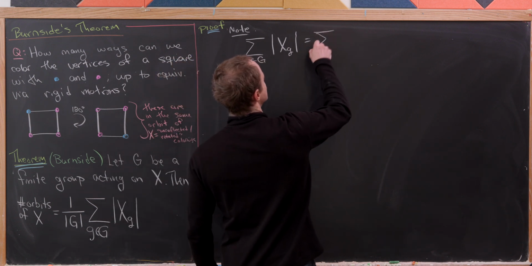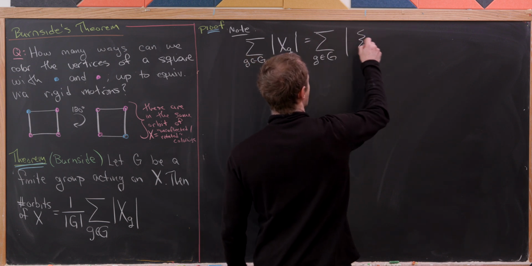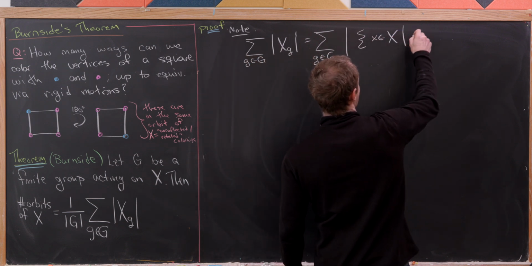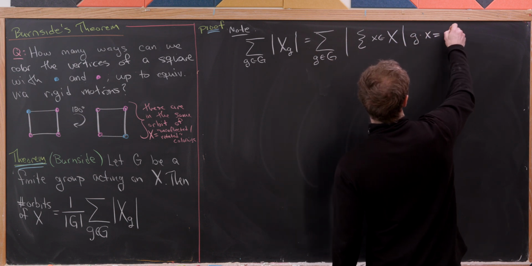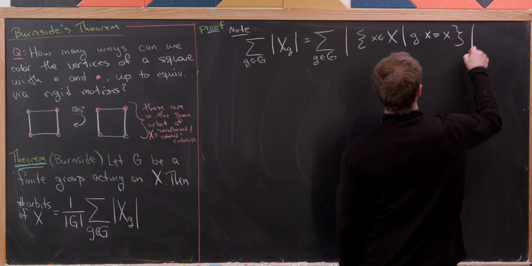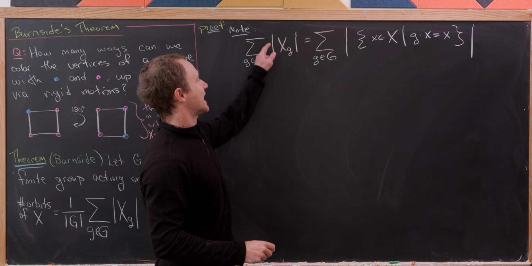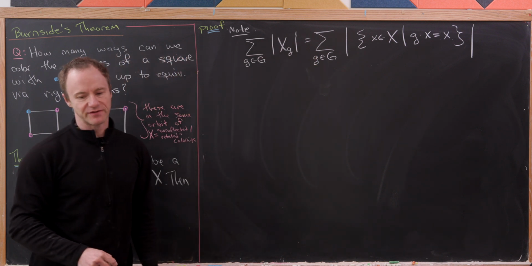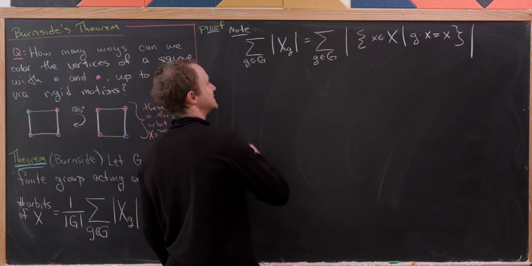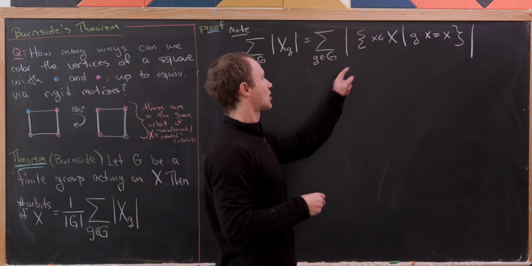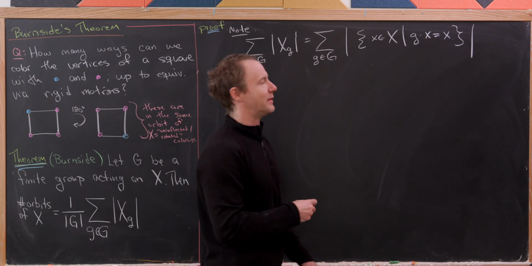Well, that's going to be equal to the sum over all group elements of the size of the set of elements x in X such that little g dot x is equal to x. And all I did there is I took my X sub g and replaced it with the definition of X sub g. Okay, nice. But now I'm going to change this to a double sum, and the double sum is going to occur just by writing an internal sum here for every element.